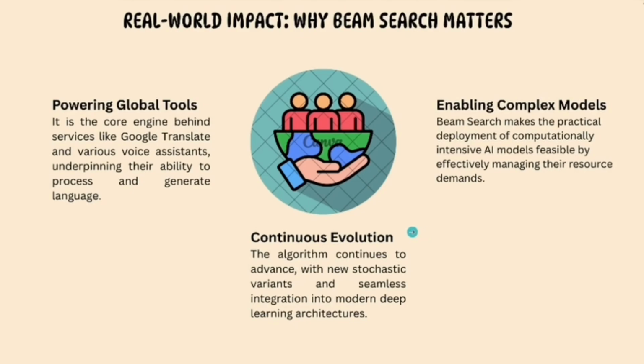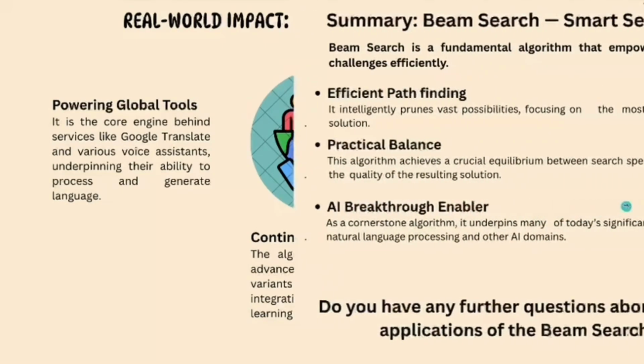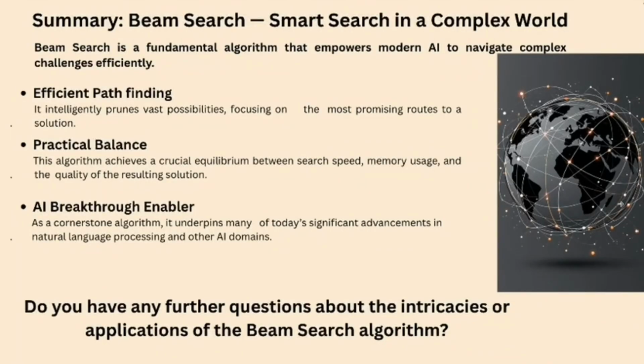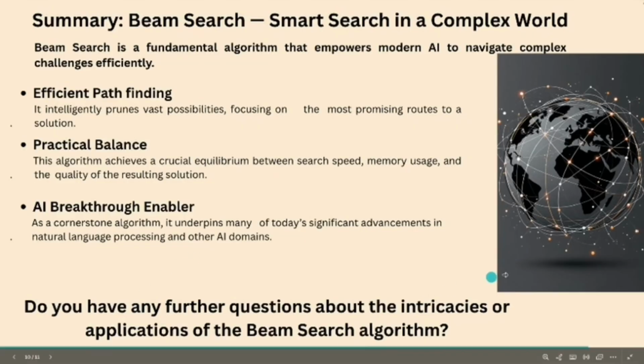So I'll request Vivek to summarize this. So at last, to wrap it up, beam search helps AI find good solutions without checking everything. It's a balance between speed, memory, and accuracy, and it is one of the key algorithms behind major NLP breakthroughs.